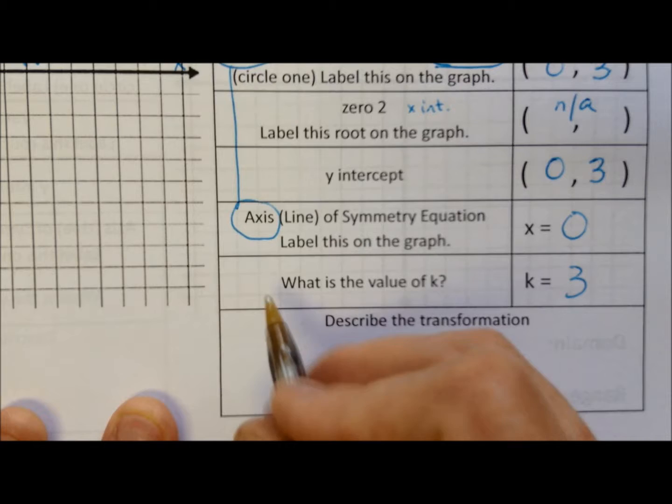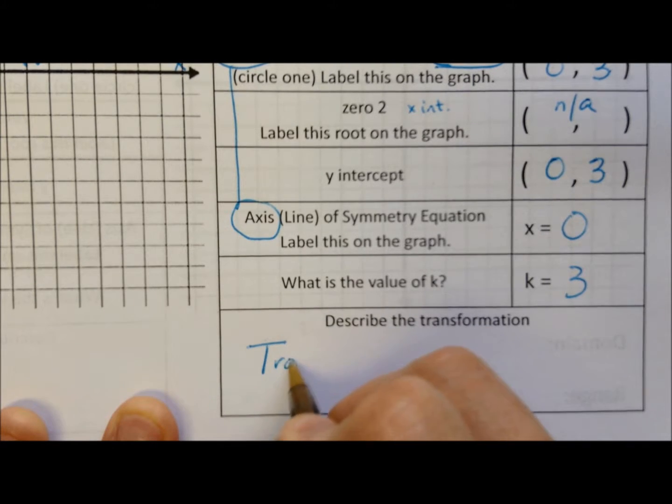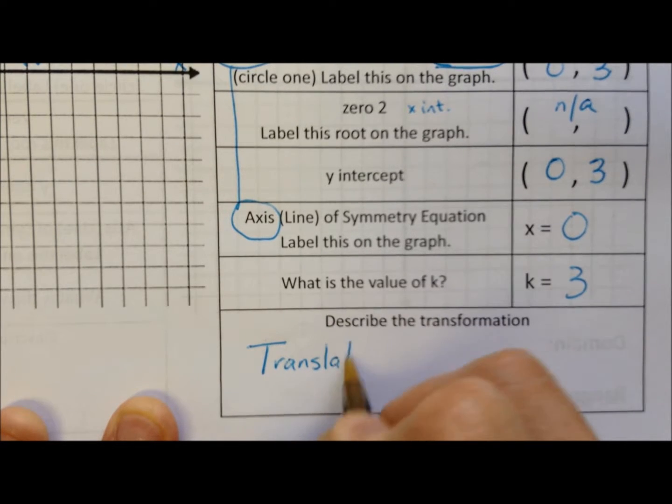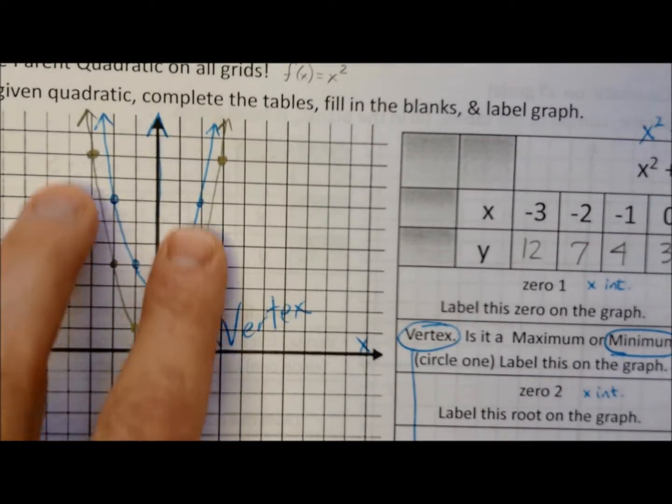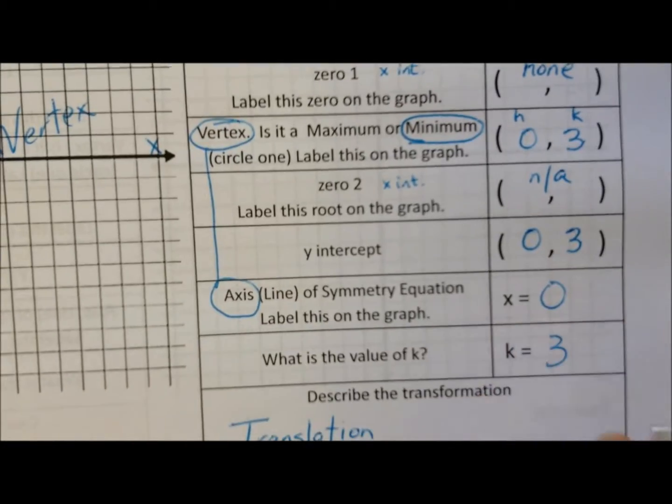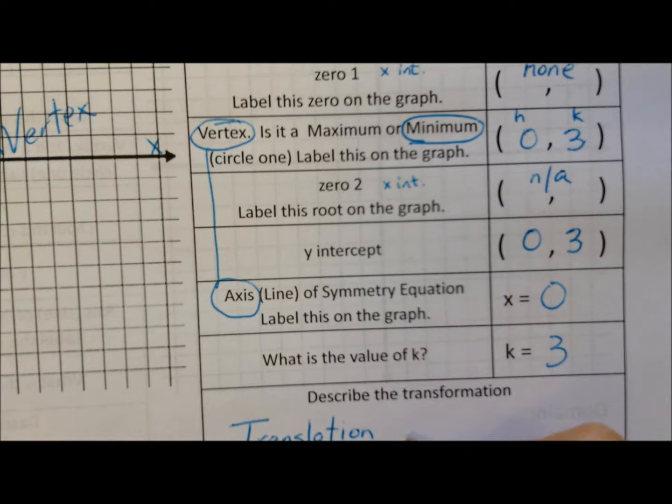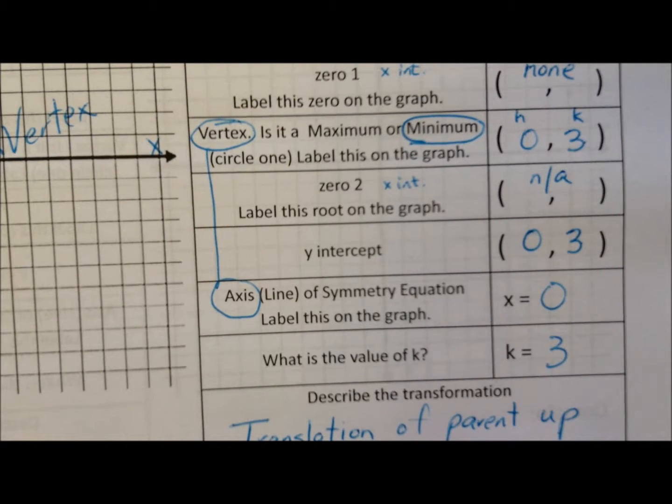Describe the transformation from elementary or middle school. Remember we did translations, reflections, rotations, slides. We did a translation. We slid the original one up 1, 2, 3 units. So we have a translation of the parent up 3 units.